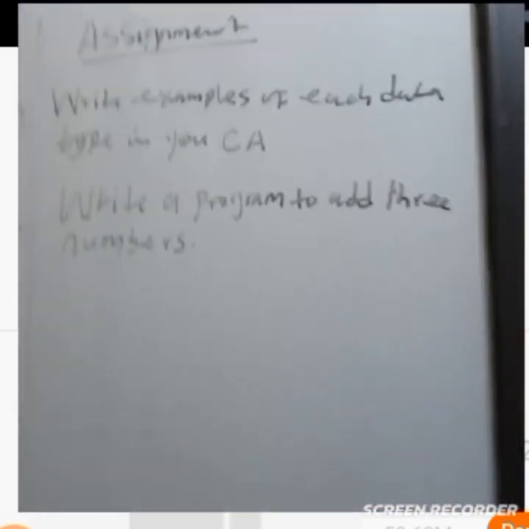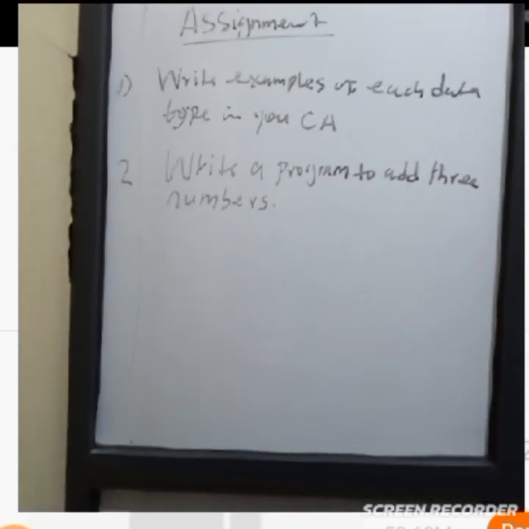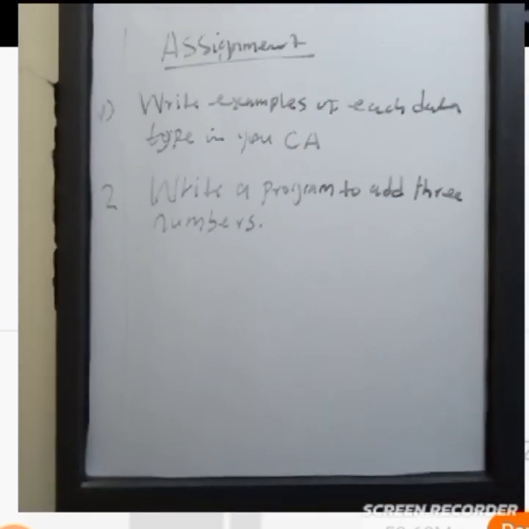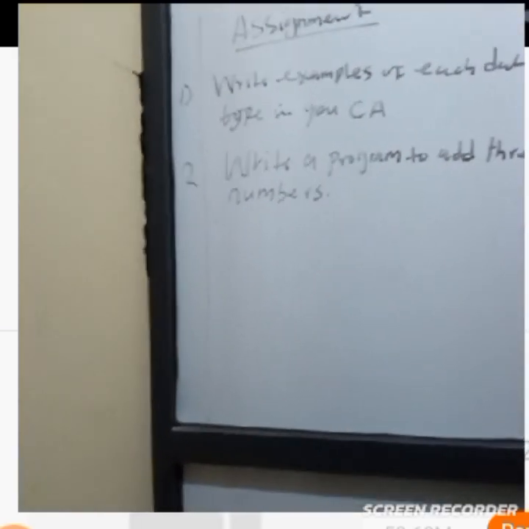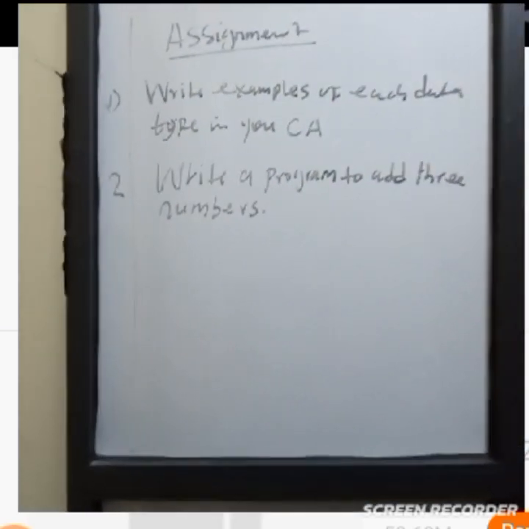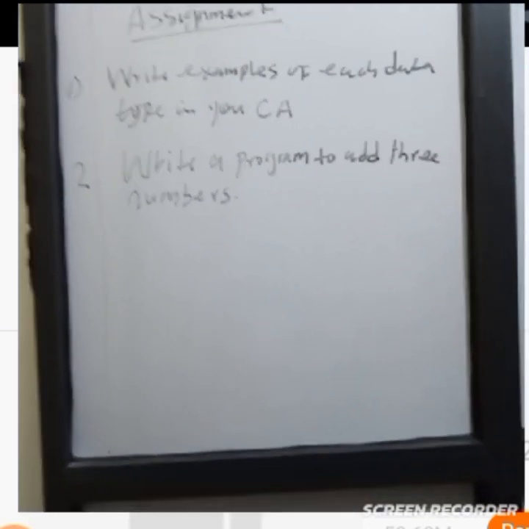So your assignment, what I have for you, you do it in your CA. Number one, write other examples of each data type. And then also write a program to add three numbers.